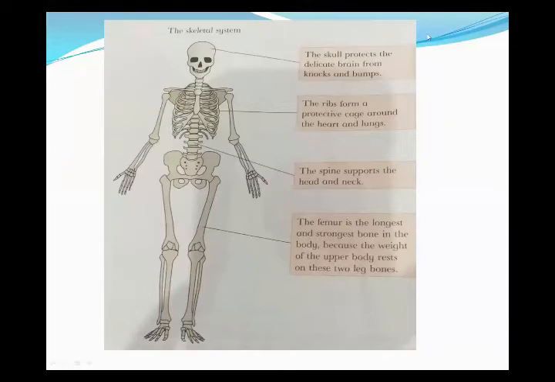Now, the spine. The spine supports the head and neck. You can see the spine is in the center of your body and that is very important. Here are some joints which are very important. It supports the head and our neck. Now, the last one, femur.